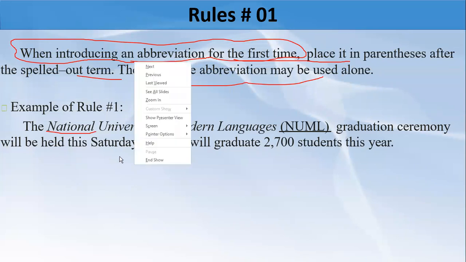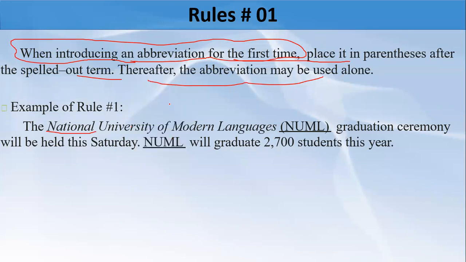So when you are using an abbreviation for the first time in your essay, you need to put the abbreviation in parentheses like this. I have underlined it to make it explicitly visible. Write it in parentheses and spell out the complete term. Like, you need to write the National University of Modern Languages, and in brackets you need to write NUML, like this. And then you may continue the sentence. Thereafter, the abbreviation may be used alone.